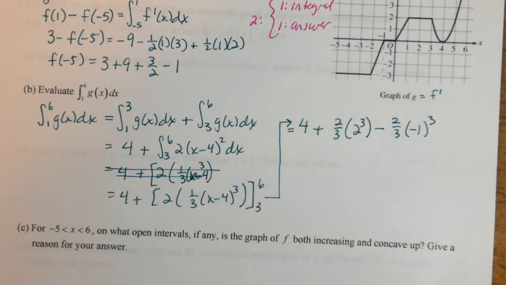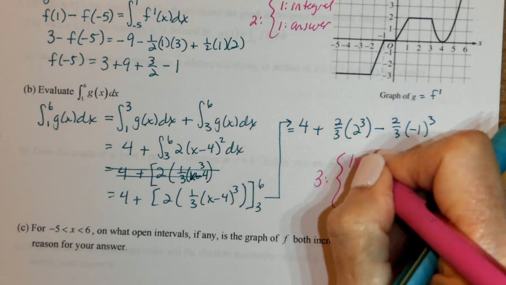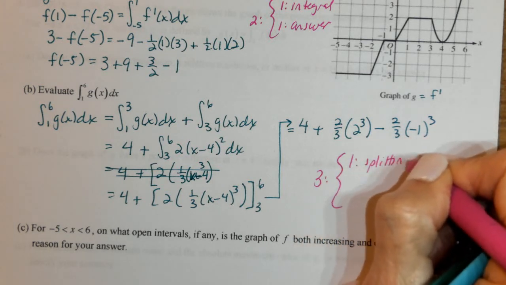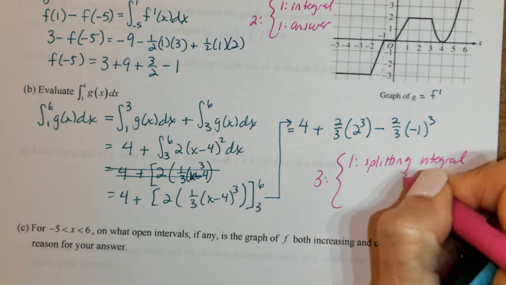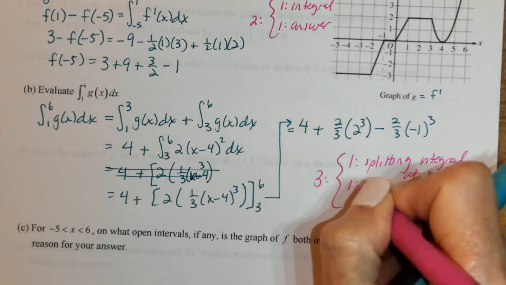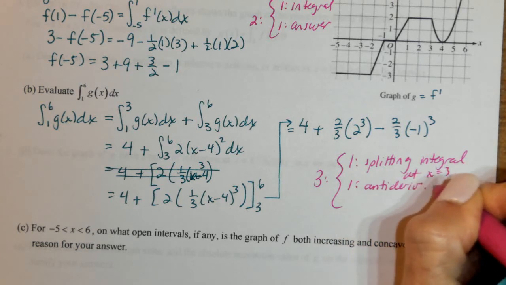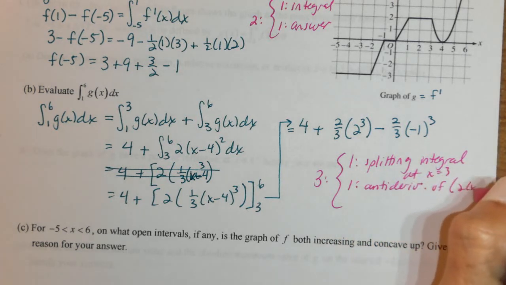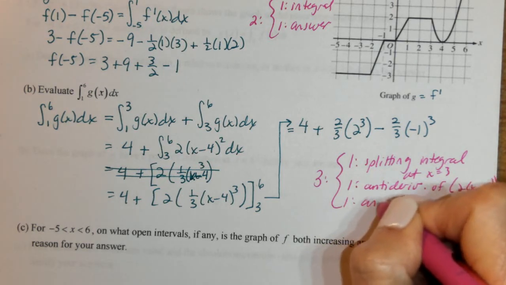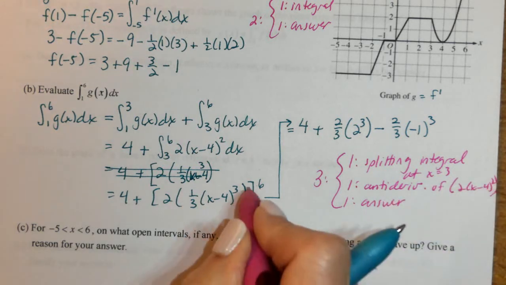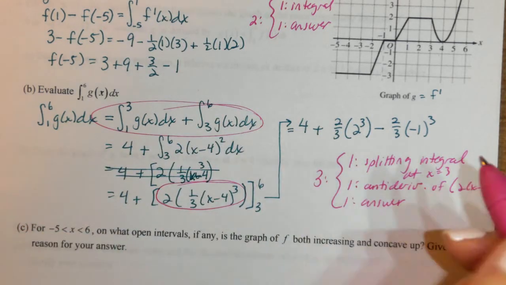This was worth 3 points. 1 point for splitting the integral into its 2 parts at x equals 3, it says. 1 point for the antiderivative of 2 times x minus 4 squared, and then 1 point for our answer. So this antiderivative here was worth a point. Splitting the integral was worth a point, and then of course the answer was worth a point.